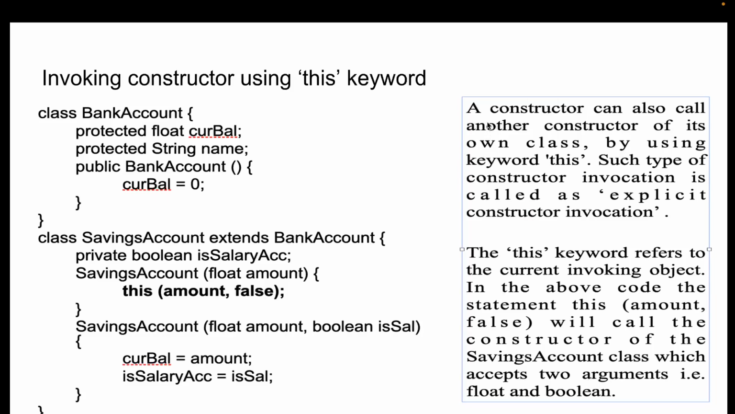So just see this. A constructor can also call another constructor of its own class by using keyword this. Such type of constructor invocation is called explicit constructor invocation. The this keyword refers to the current invoking object. In the above code, the statement this amount false will call the constructor of the savings account class which accepts two arguments, that is float and boolean. So I have shown you this example with the student class.